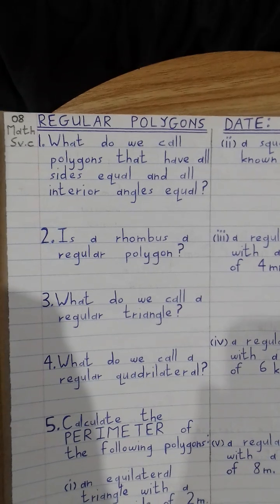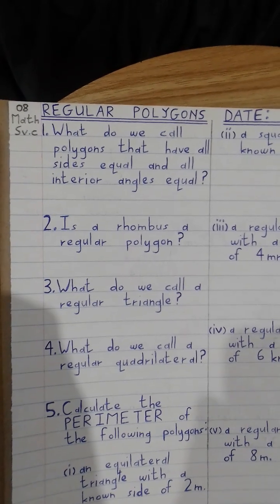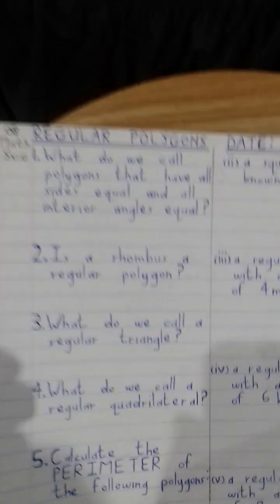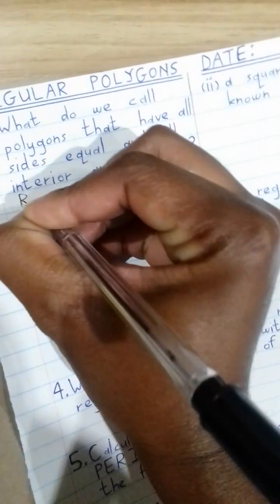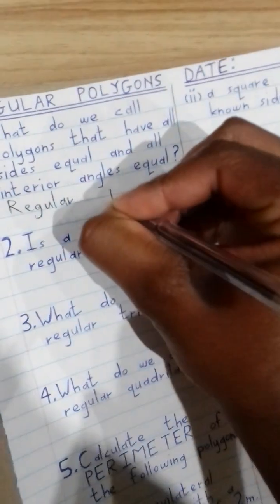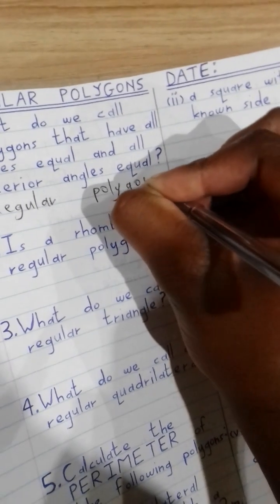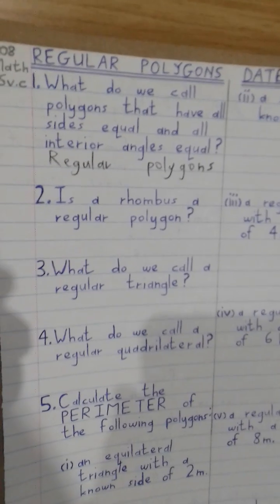So number 1 asks, what do we call polygons that have all sides equal and all interior angles equal? Remember I said they are called regular polygons. Okay, I hope that's clear enough.